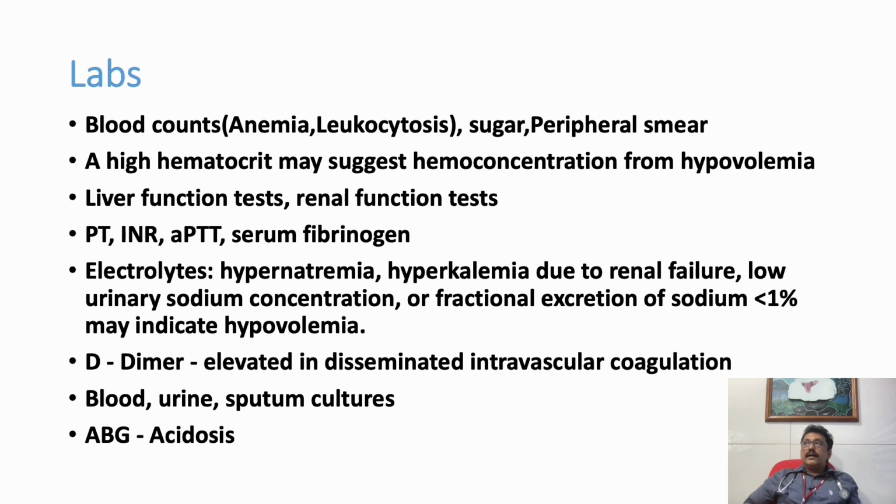D-dimer can be tried if there is a suspected pulmonary embolism. If D-dimer is negative, we can possibly rule out pulmonary embolism, because somebody is having an obstructive shock and we are suspecting pulmonary embolism. If D-dimer is positive, there are a lot of differential diagnoses, like pneumonia, pulmonary embolism, myocardial infarction, sepsis. But if it is negative, we can possibly rule out pulmonary embolism. Blood and urine culture should be taken in septic shock. ABG should be done in all patients who are having acidosis.